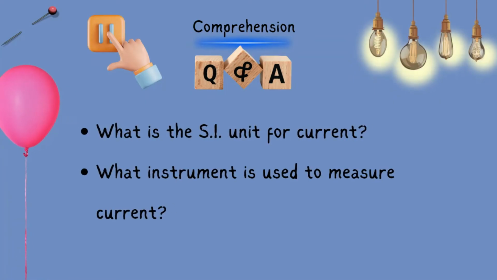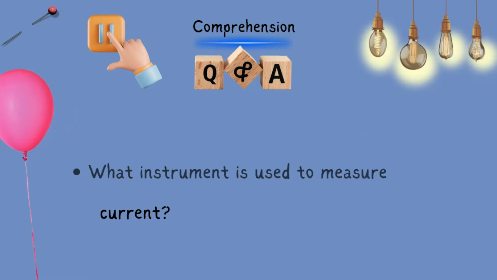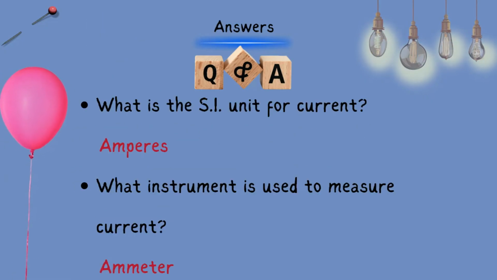Comprehension. What is the SI unit for current? And 2. What instrument is used to measure current? You may pause this video to answer the question. The SI unit for current is the ampere, and the instrument used to measure current is the ammeter.